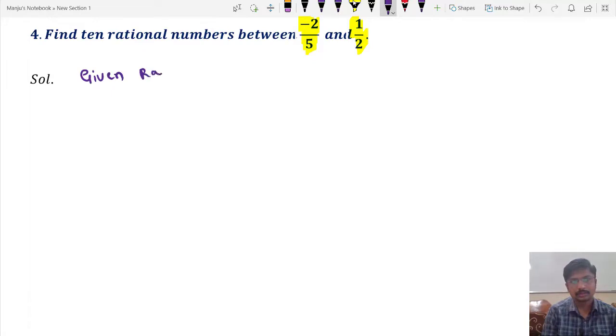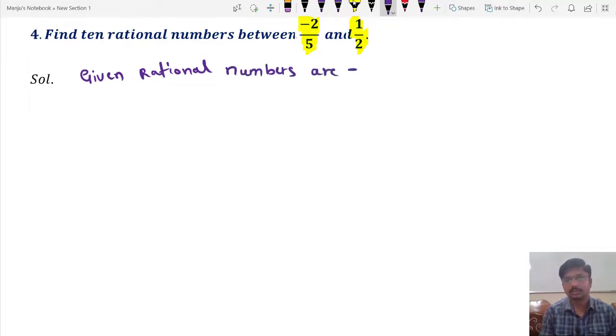Given rational numbers are minus 2 by 5 and 1 by 2. Since the denominators of both rational numbers are different, we have to take the LCM.